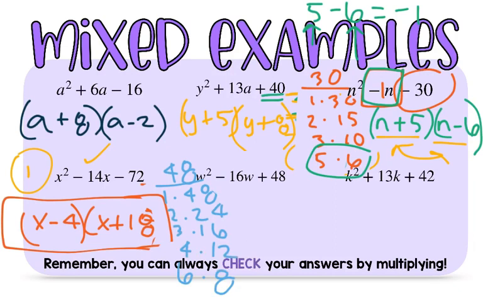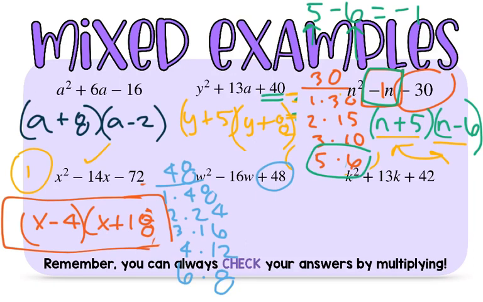Alright, so here's my factors of 48, and this was a positive 48. So everything in that list, either both numbers are going to be positive or both numbers are going to be negative, because that's the only way you can multiply to get a positive. Positive times a positive is a positive, and a negative times a negative is a positive. So what combination could add to get me to negative 16?